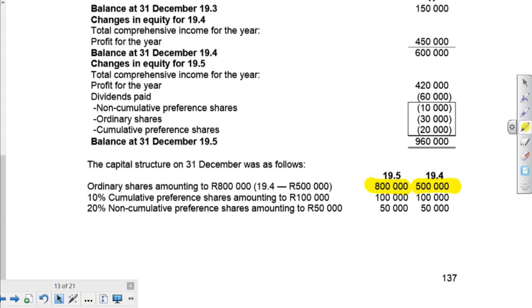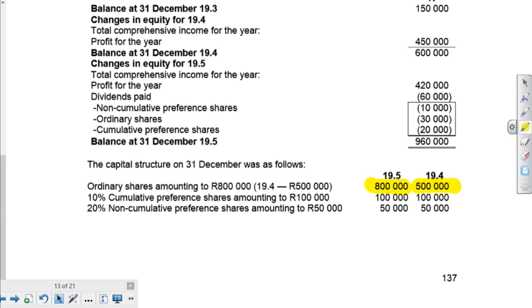Do you agree? Prefs, I only worry about the dividend because it affects the profit number. And then I worry about if it's participating and they share in profit, but it affects the profit number. Pref shares never affect weighted average. Okay, weighted average number of shares is for ordinary shares.